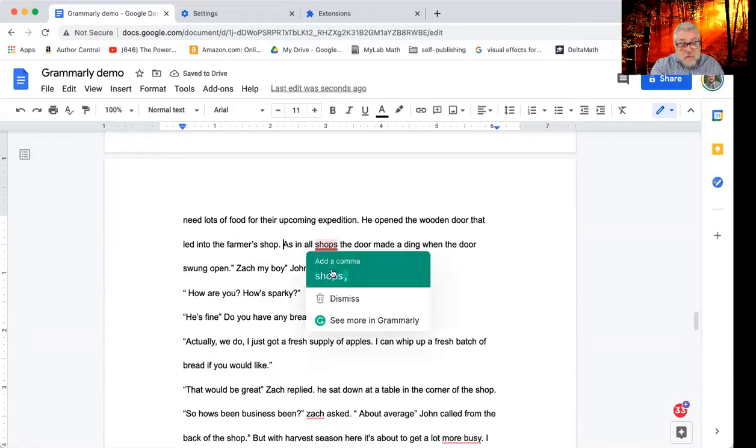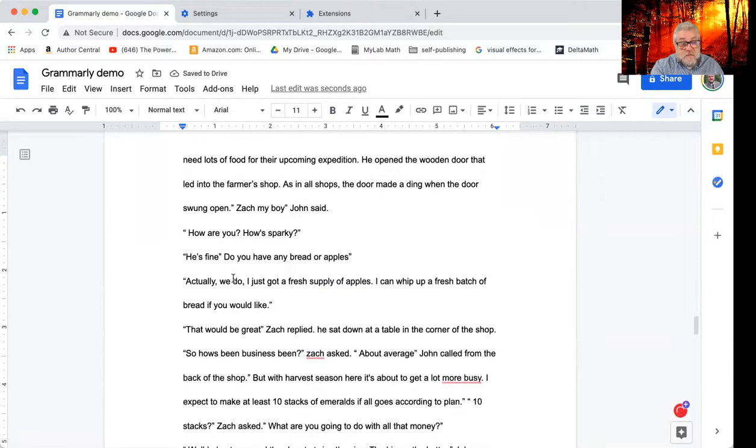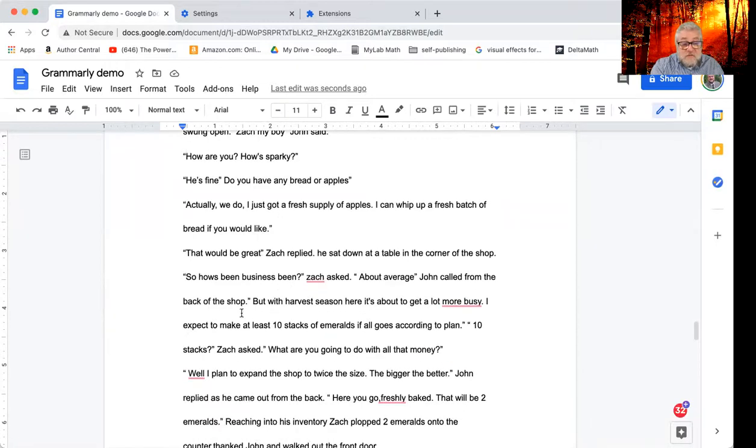As in all the shops, comma, the door. Yep, that's an introductory phrase. For some reason, it doesn't catch this. Those little spaces before or after the quotation mark. That's kind of funny. And look, it didn't catch this either.